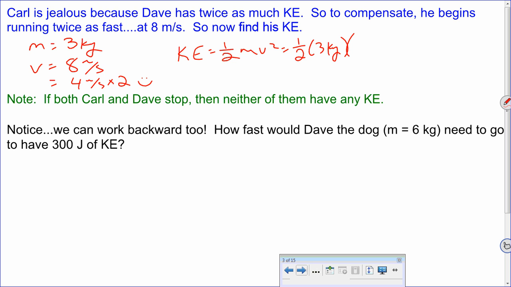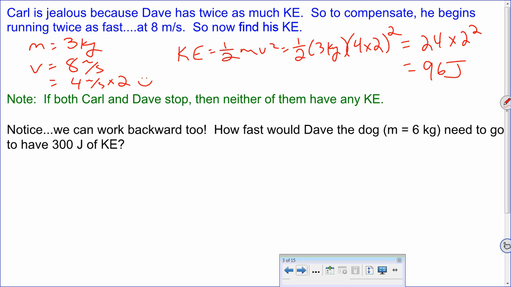instead of writing 8, I'm going to write 4 times 2. See what happens? So then you get 1/2 times 3 times 4 squared times 2 squared. So you end up getting 24 times 2 squared, or 96 joules. So those new velocities, 8 meters per second.